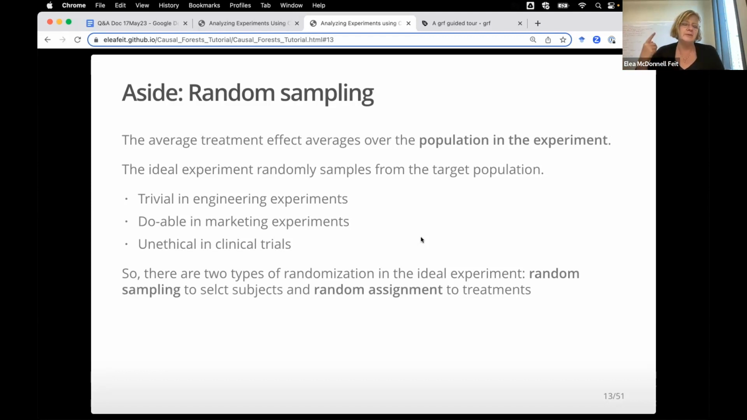But then you always have to keep in mind that when you compute an average treatment effect from an experiment where you didn't sample at random, then the population that you're studying may actually be slightly different than the population that you're interested in. But it's good to know that in the ideal experiment, there's kind of two types of randomization. There's random sampling to select subjects and then random assignment to treatment. That would really be the ideal if you can get it, if it's not unethical.